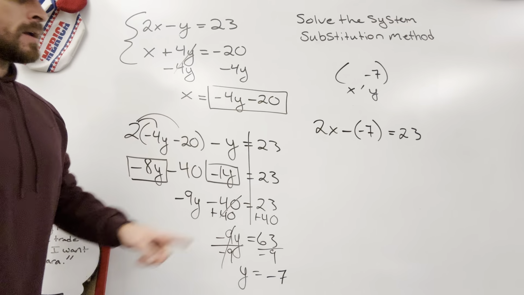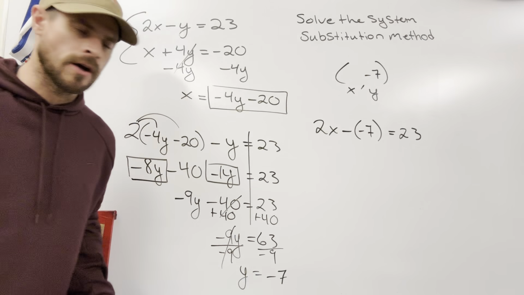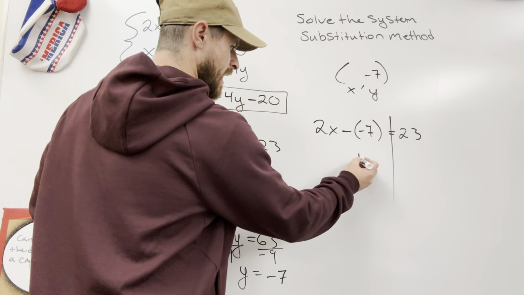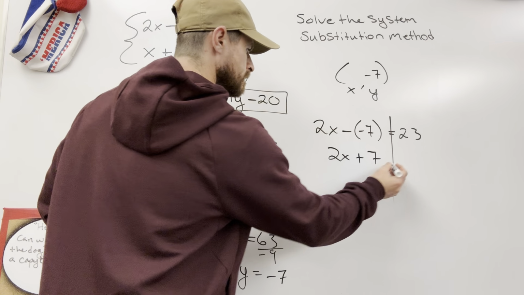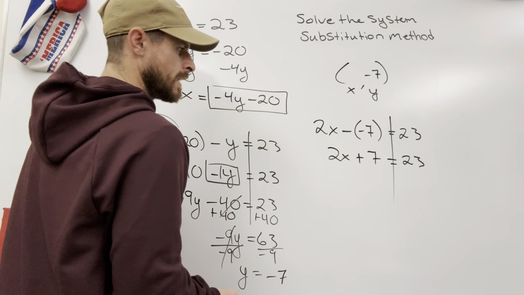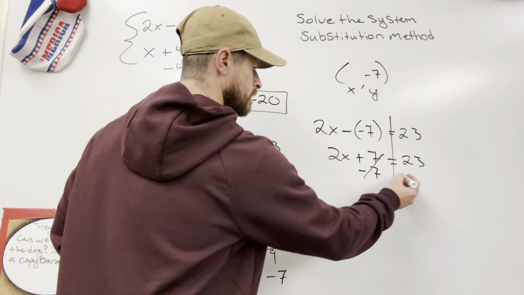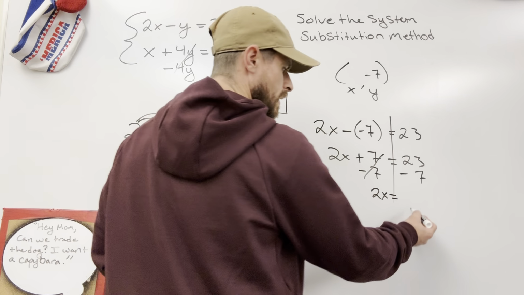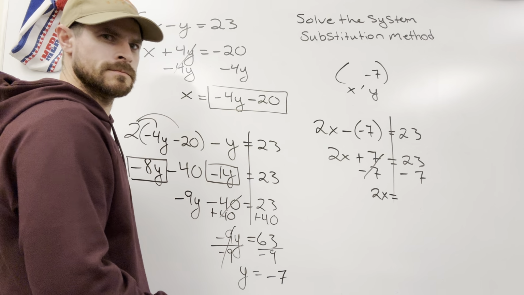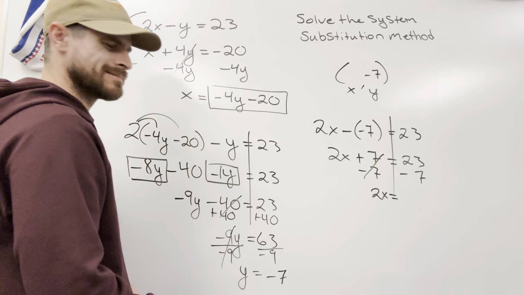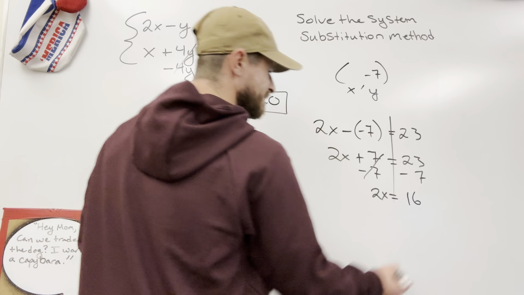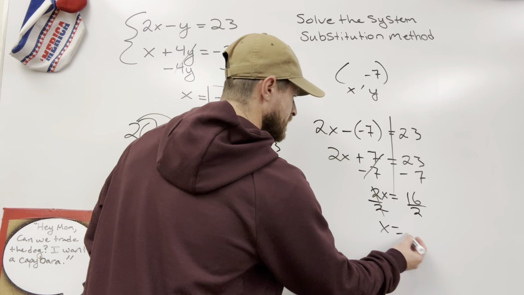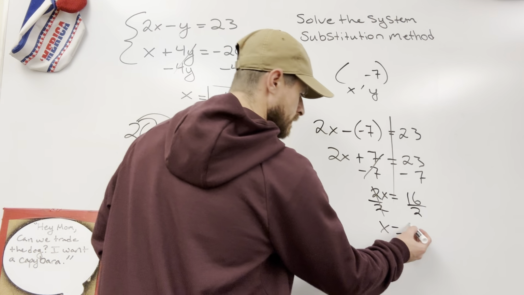2x minus the y value, which is -7, should equal 23. This equation only has x in it, so we could solve for x. Subtracting a negative is no different than just adding. Now I got a two-step equation where I subtract 7. 23 minus 7 is going to give me, I actually had a tough time thinking about that one for a second. Okay, 16. Divide by 2, divide by 2. X is equal to 8.